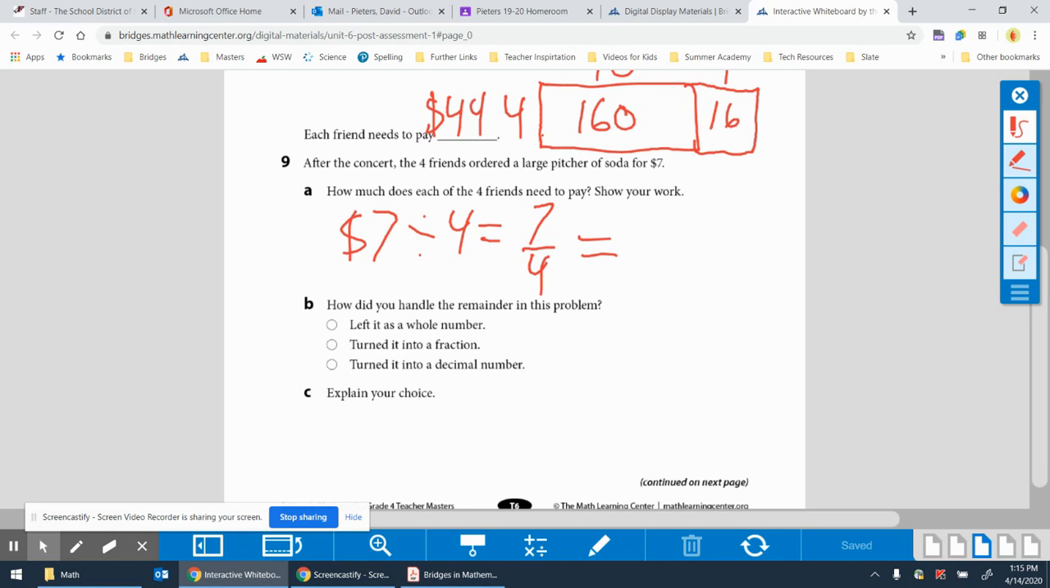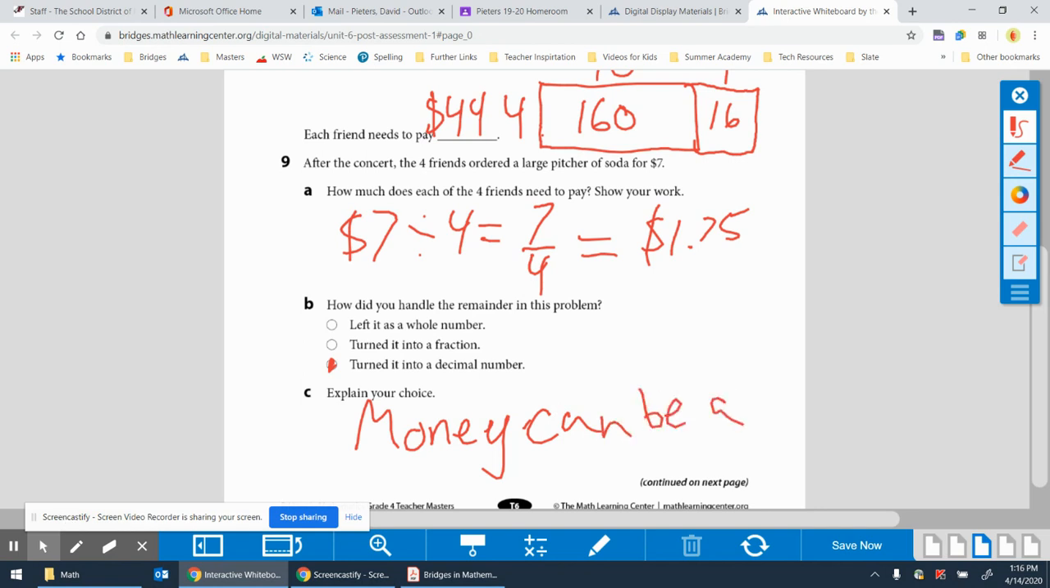And if we took the money of 7 quarters, well, 4 quarters is $1. 3 more quarters would be 75 cents. So it would be the same as $1.75. 7/4 would equal $1.75 because that's 1 and 3/4. Now, since we did money though, what do we change our remainder into? That leftover stuff that wasn't a whole dollar, we changed it into a decimal. And why do we do that? Because money can be a decimal.